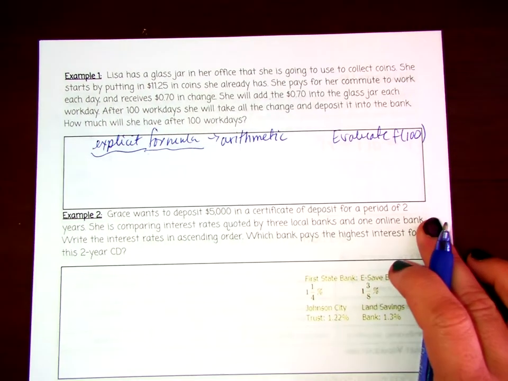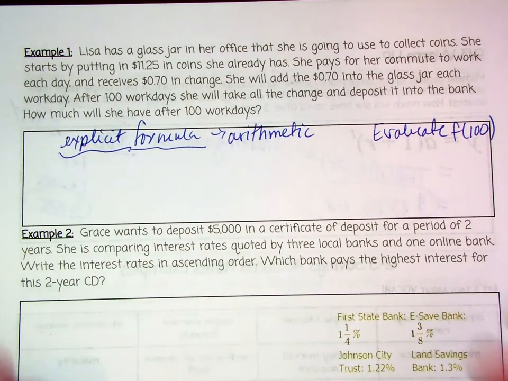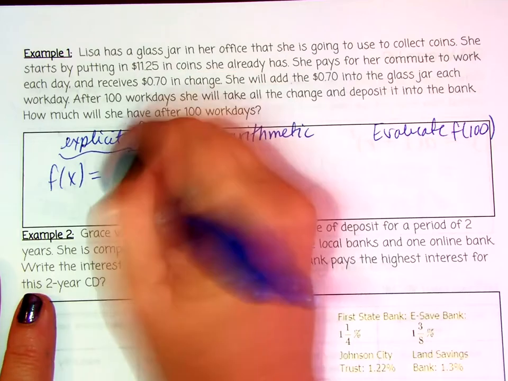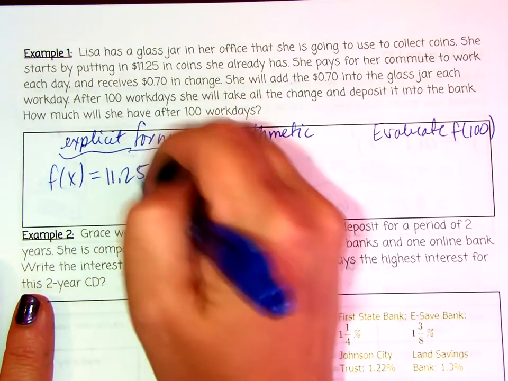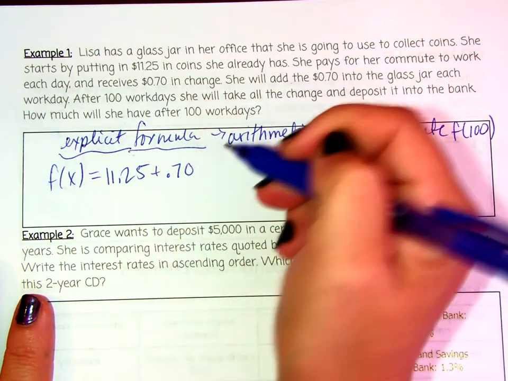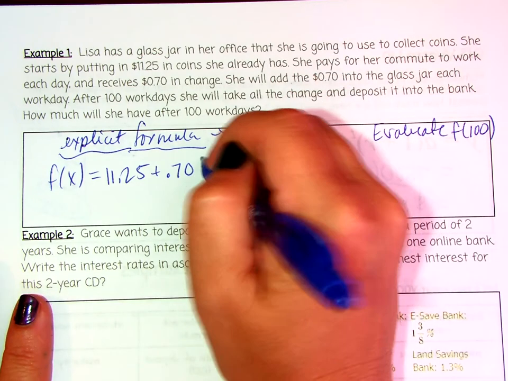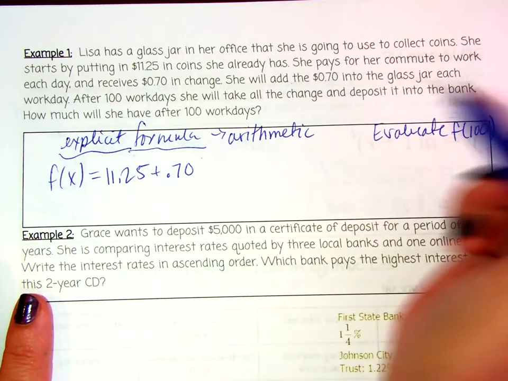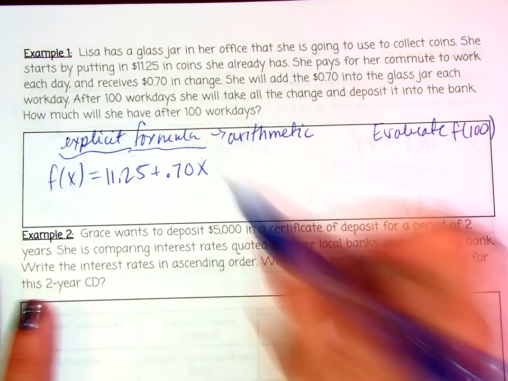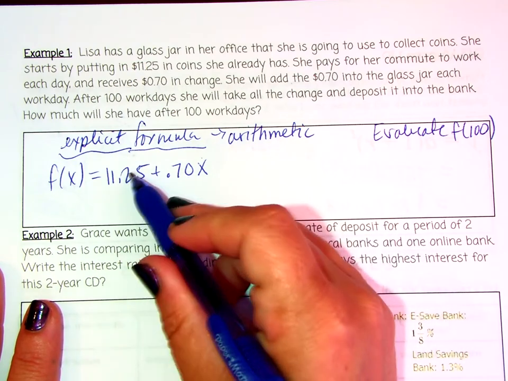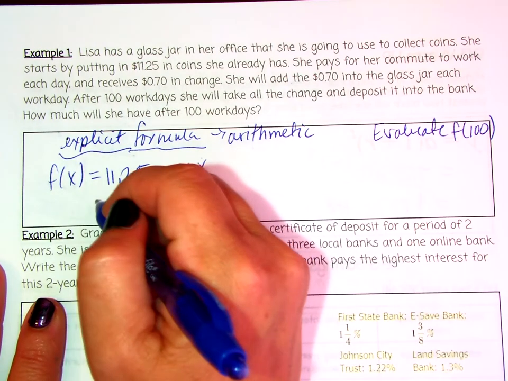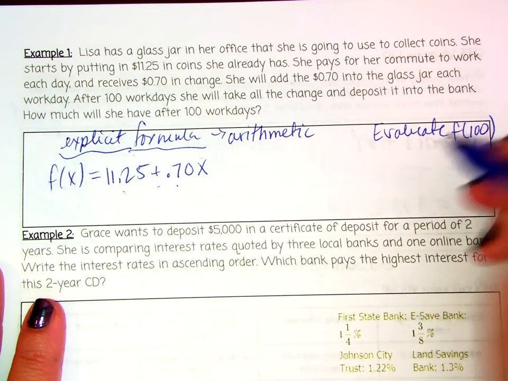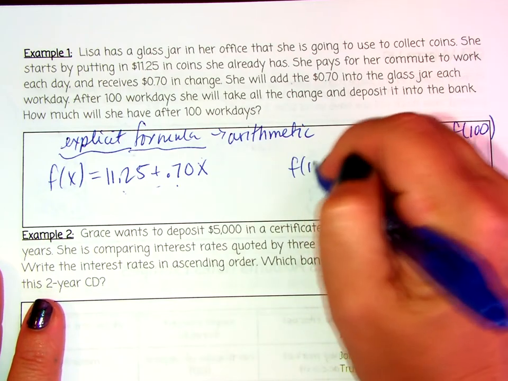We're going to plug in 100 days and see how much that would be. So let's see if we can remember how to write this explicit formula for an arithmetic sequence. We can just call it f of x. It doesn't tell us a name to use. She begins with $11.25. That's what I start with. And she's adding 70 cents every time she goes. She's going to add 70 cents each time. So we could write x minus 0 because we're starting at the beginning, or you could just write x. So here's our explicit formula. It begins with this, adding this every time to this. Now, I'm going to go evaluate that function for 100 days.